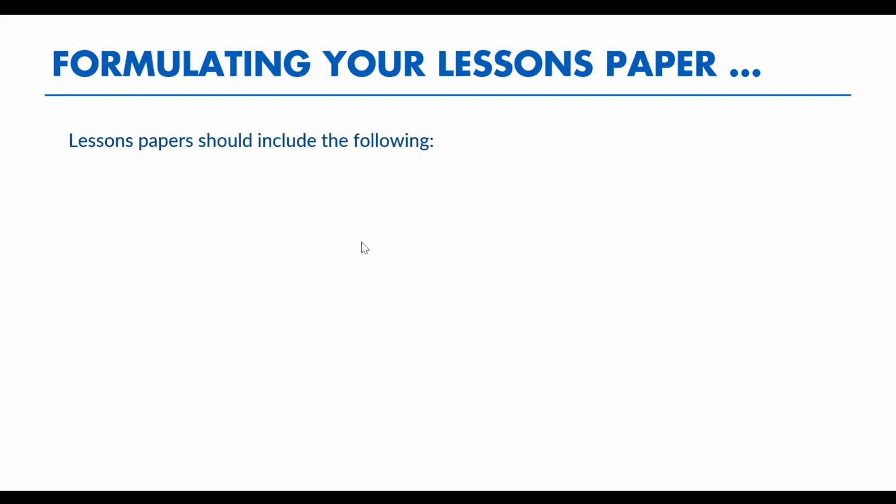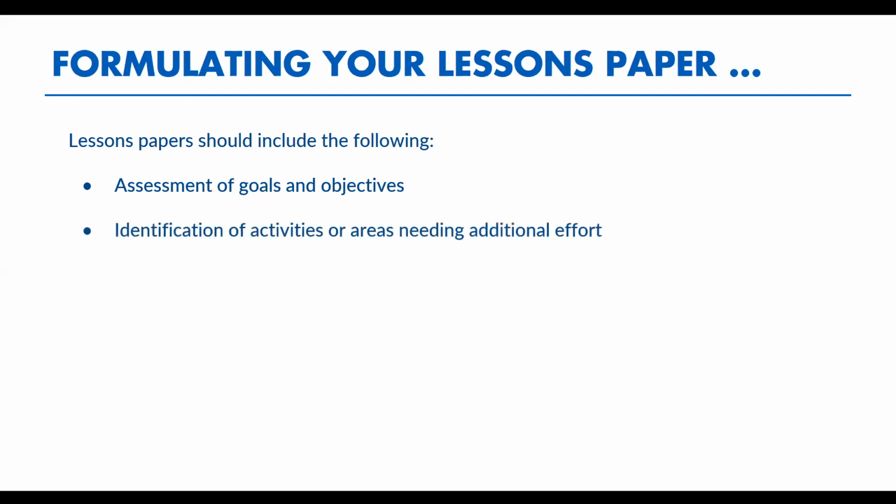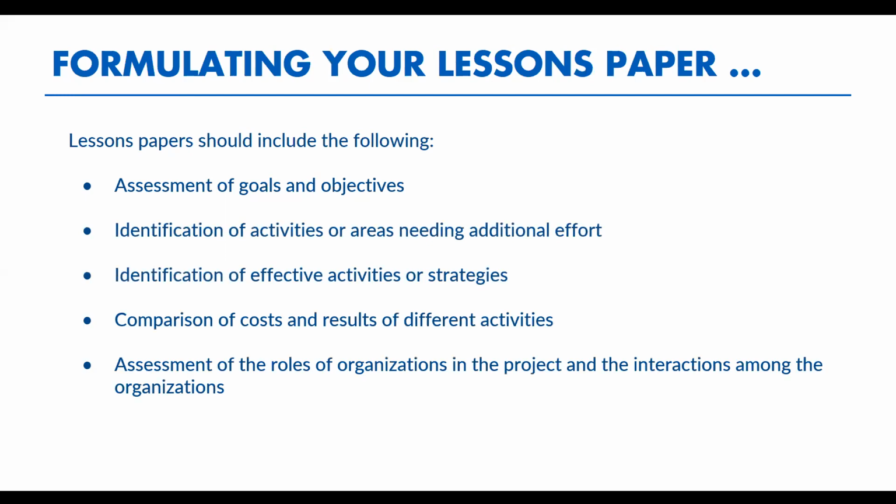Great. So in terms of developing your lessons paper, I think there are some key elements that one should consider in terms of structuring your paper, and the first one being a really complete understanding of what the goals and objectives are, first of all, what you're trying to accomplish, and then providing a reflection and assessment on those goals and objectives. The second thing would be the identification of activities or areas needing additional effort, additional focus, things that did go well, but also things that didn't go well, things that didn't go as planned.